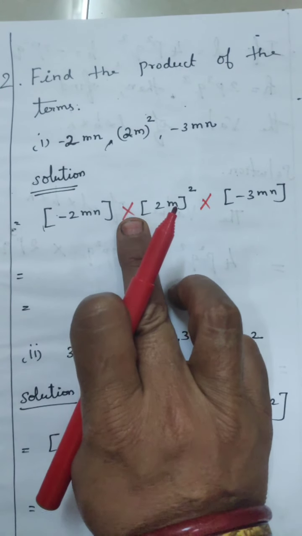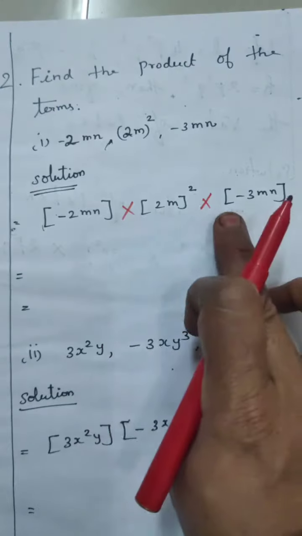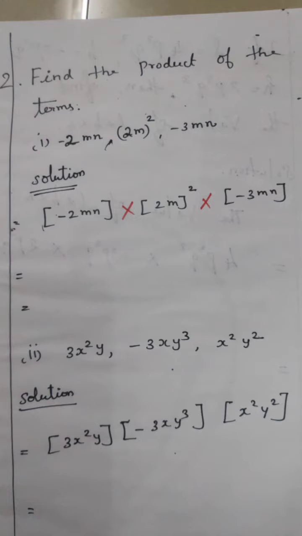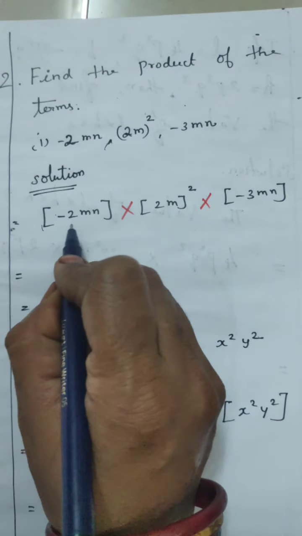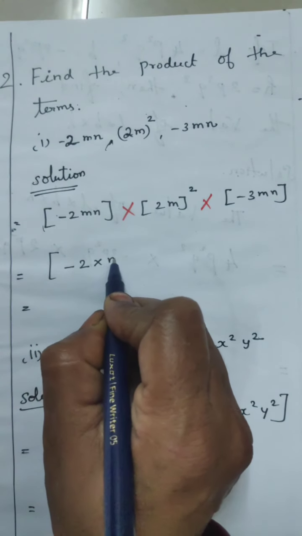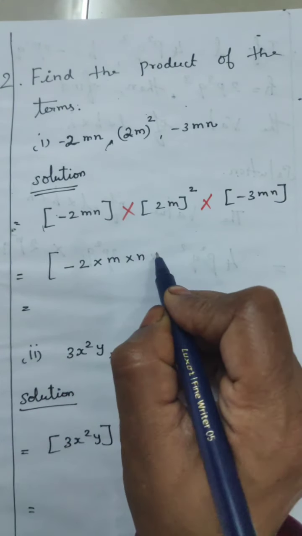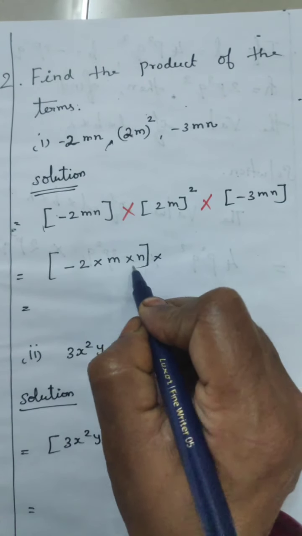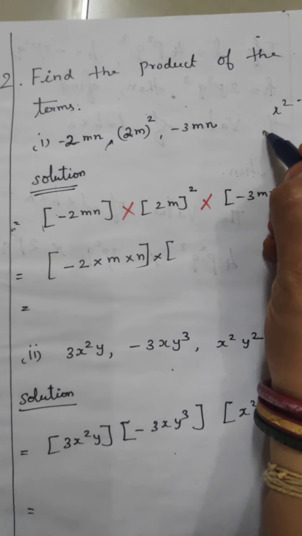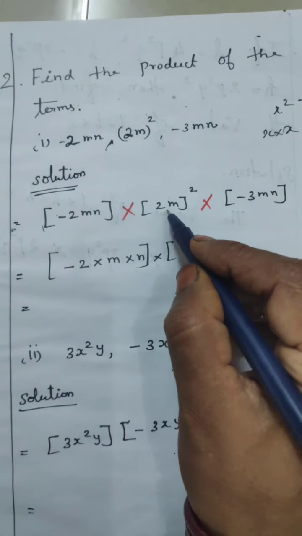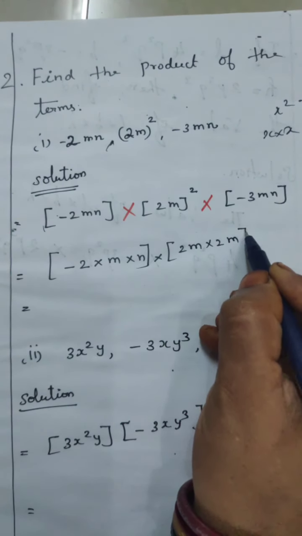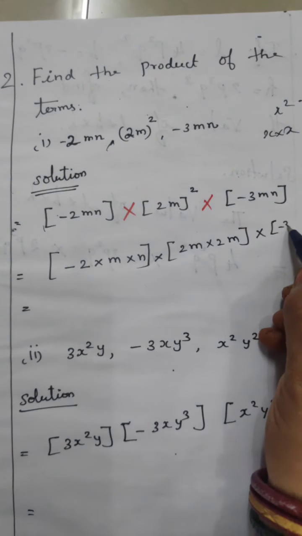Why they are putting the into symbol? Product for using, must use in the symbol is multiplication. Next step, you remove the bracket and write in all the number. This number how like I am writing, see there, minus 2 into m into n into 2m squared. For x squared how to you write? See example, x squared how to write? X into x you writing. Here given in 2m squared for 2m into 2m into minus 3mn.